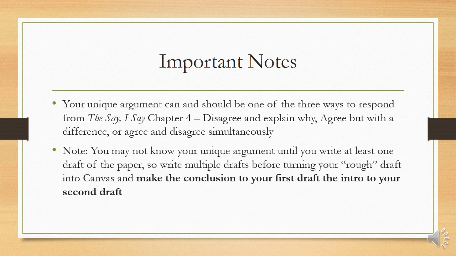Oh, and this is what I said earlier. You may not know your unique argument until you write at least one draft. So write multiple drafts before turning your rough draft into Canvas, and make the conclusion to your first draft the intro to your second draft. It sounds weird, but trust me, you're going to figure out what you really want to say as you write. But think about your reader. You don't want it to take your reader that long to figure out what you mean. So use this strategy as you revise.